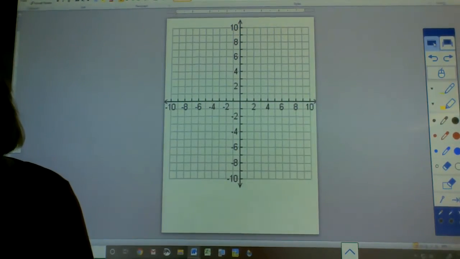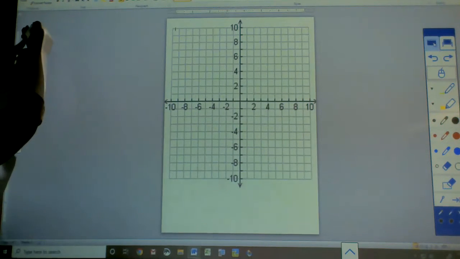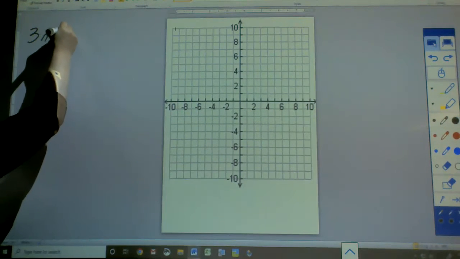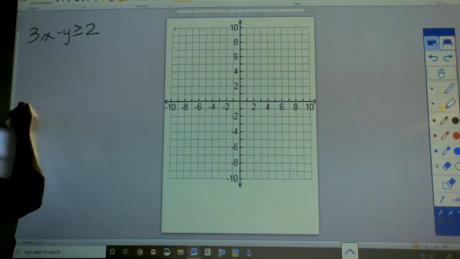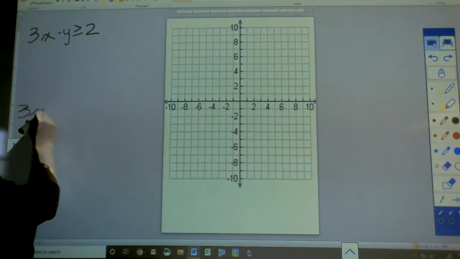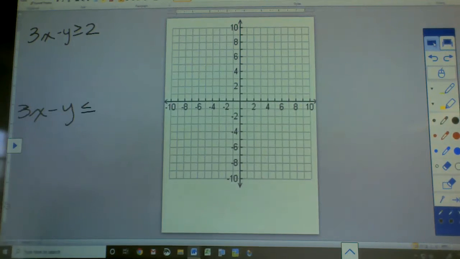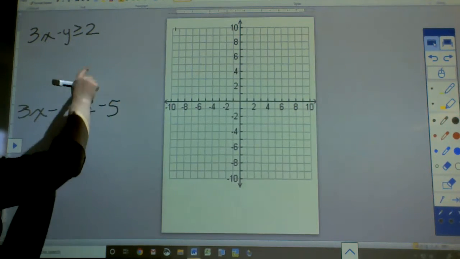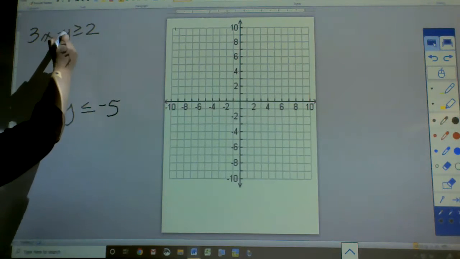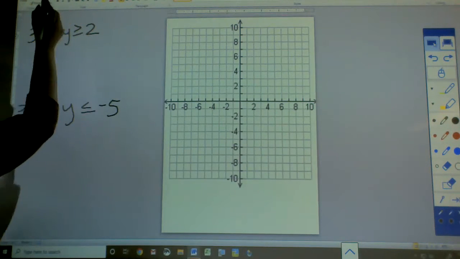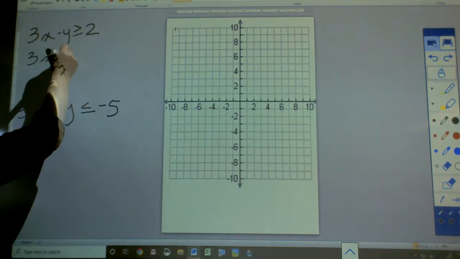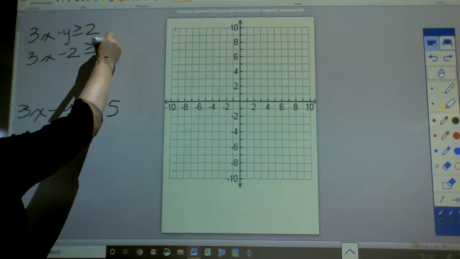So I'm at the top of page 377, and we're going to look at 3x minus y is greater than or equal to 2. And then the other inequality is 3x minus y is less than negative 5. And I'm just going to separate them, because I know I have to get y by itself. So y is negative here, so I'm going to move it over to the right side to make it positive, and then I'm going to move the 2 over. So 3x minus 2 is greater than or equal to y.